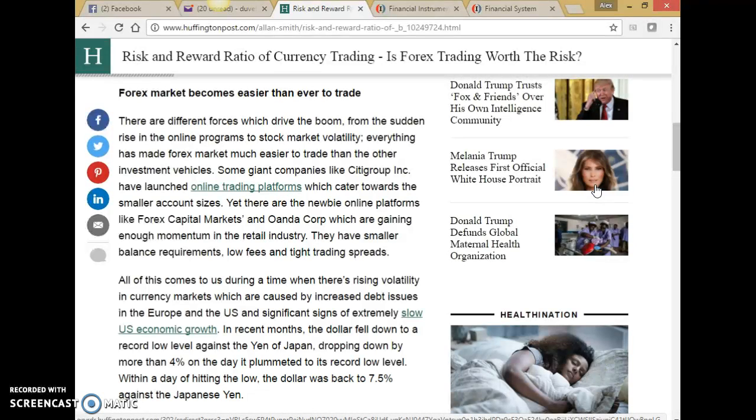Online trading platforms have launched which cater towards small account sizes, which is generally what we're going to deal with, because we don't have that kind of capital to just dump into the market and trade, coming from the working class. Newer online platforms like Forex Capital Markets and OANDA are gaining enough momentum in the retail industry. They have smaller balance requirements, low fees, and tight trading spreads.